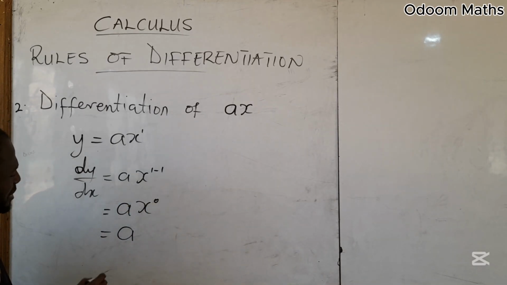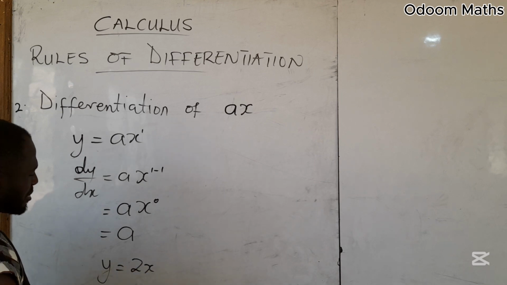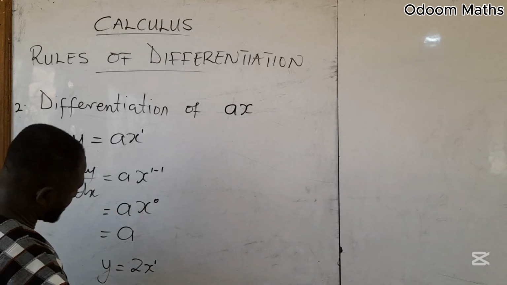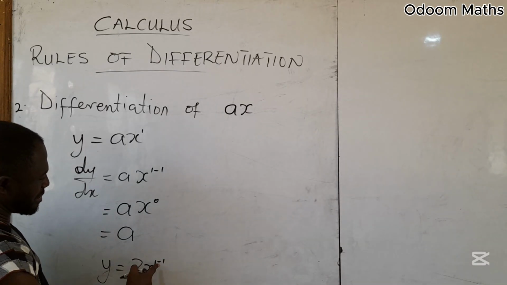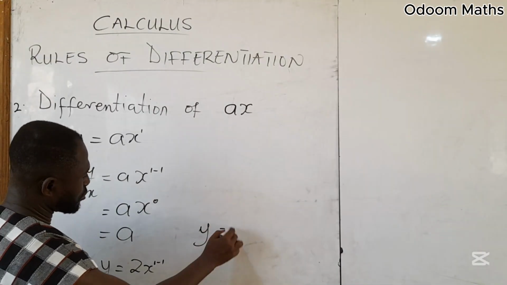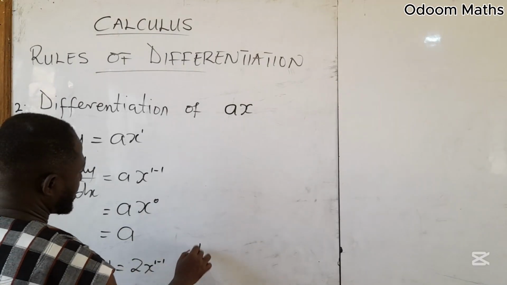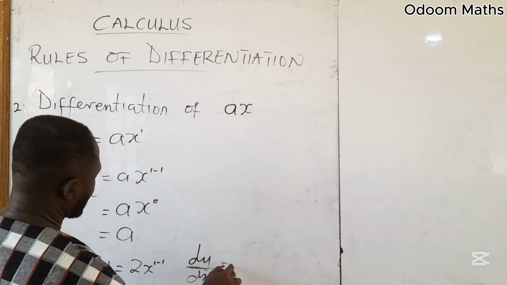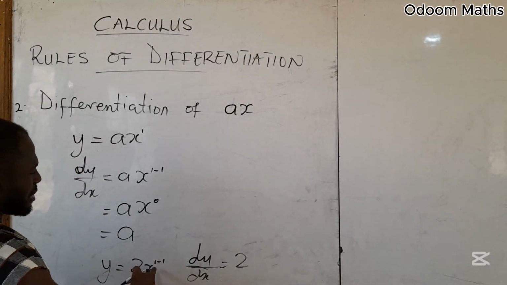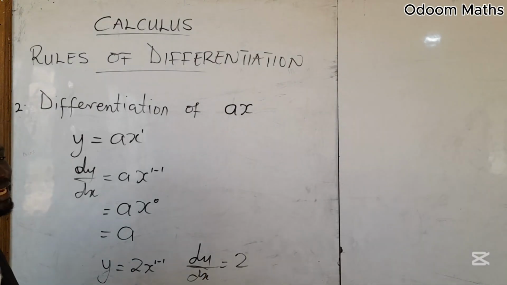For example, let's say y equals 2x. The same procedure: x has a power 1. When you subtract 1 from this power, dy/dx becomes 2 times x to the power 0, and x to the power 0 is 1, so we are left with 2. Now let's look at the next rule.